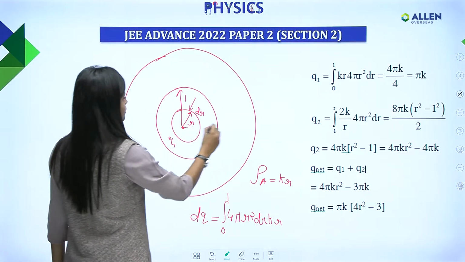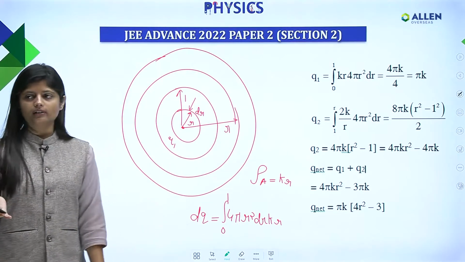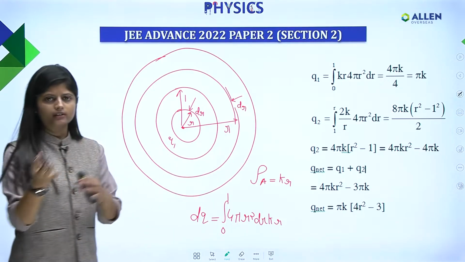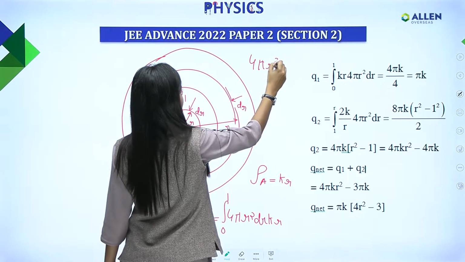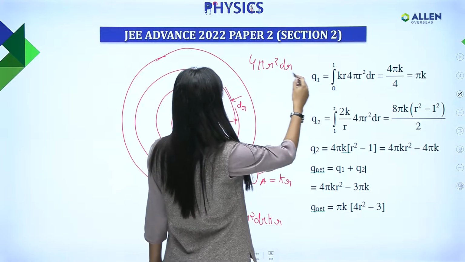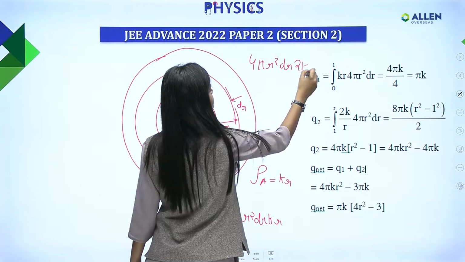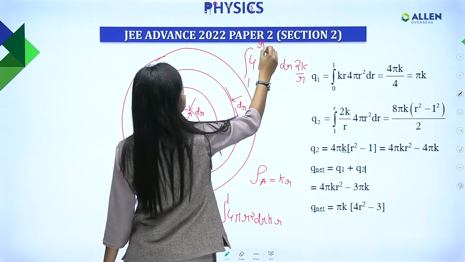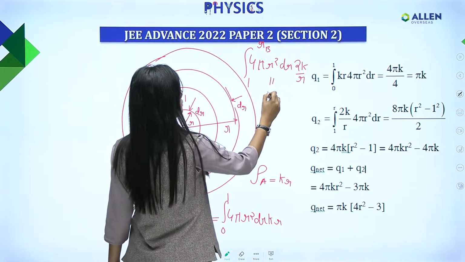For Q2, you take a sphere at a distance r greater than 1, okay, and a thin shell dr. So volume dV will be 4 pi r square dr, same thing. And now rho 2 in this case is given to be how much? 2K by r, right, and you have to integrate it from 1 to RB, and when you do this integration, you will get the value of Q2.